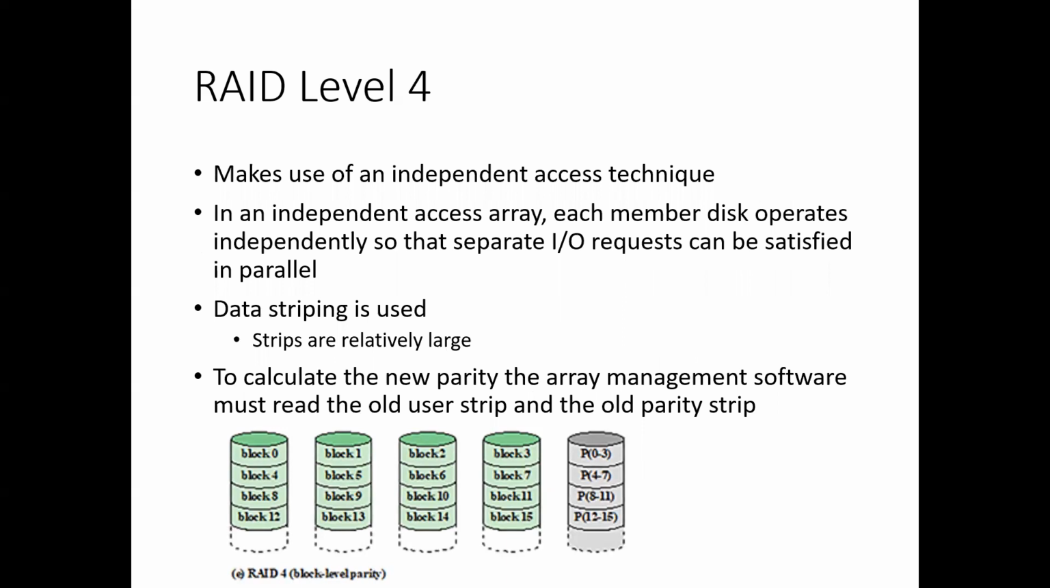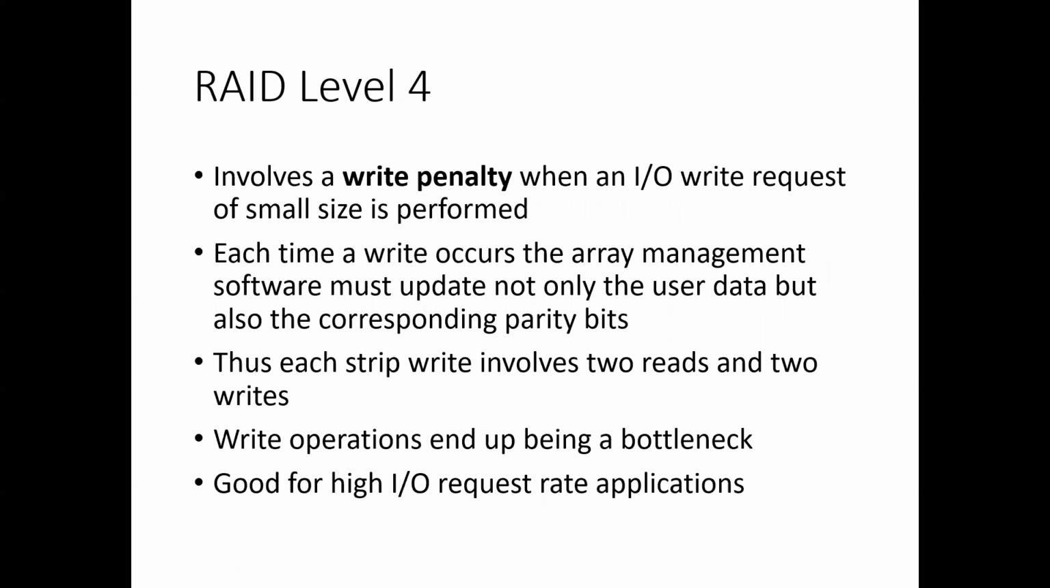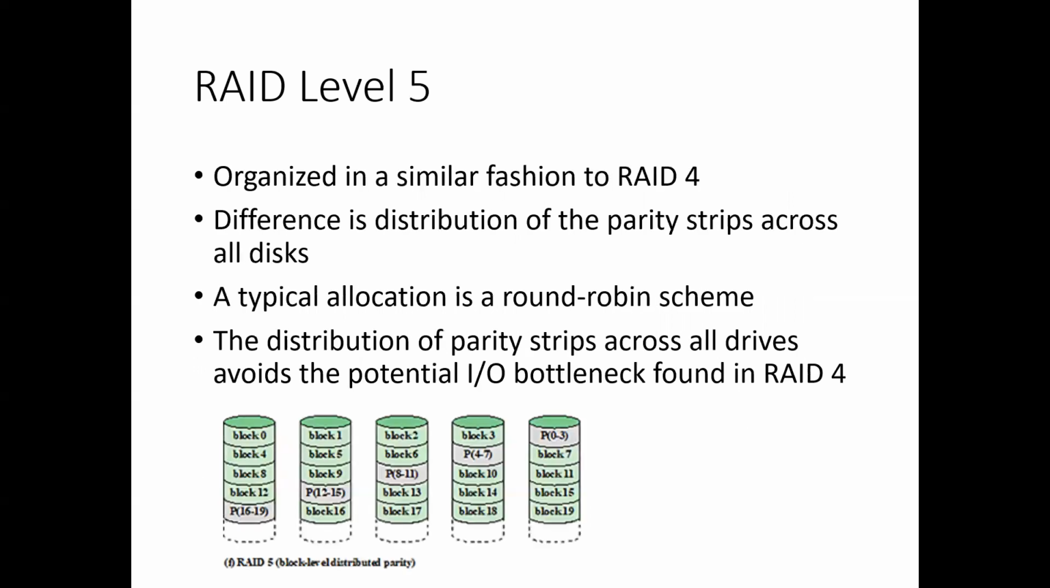RAID level 4 makes use of an independent access technique. In an independent access array, each disk operates independently, so they're separate I/O requests and they can be satisfied in parallel. And again, data striping is used. The strips are relatively large. To calculate the new parity, array management software must read the old user strip and the old parity strip. This one does involve a write penalty. Each time a write occurs, the array management software needs to update not only the user data, but the corresponding parity bits. Thus, each strip write involves 2 reads and 2 writes. And the write operations end up being a bottleneck.